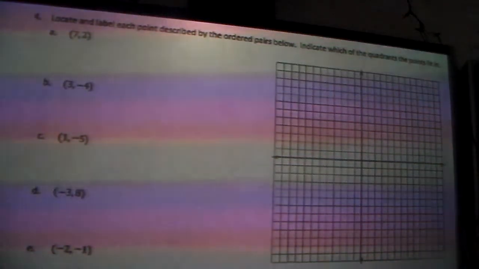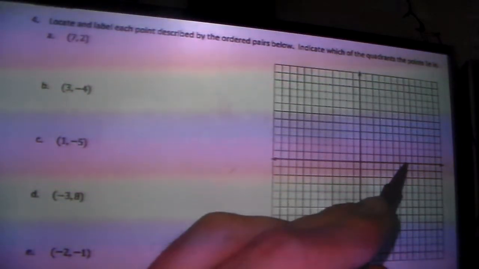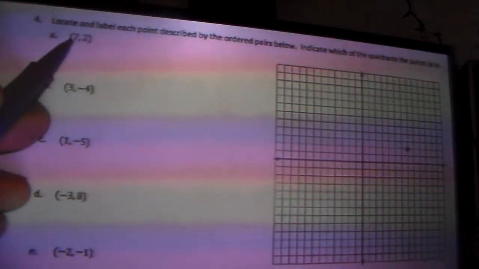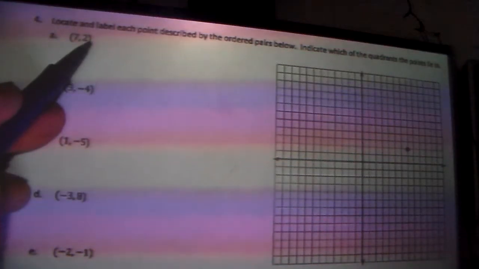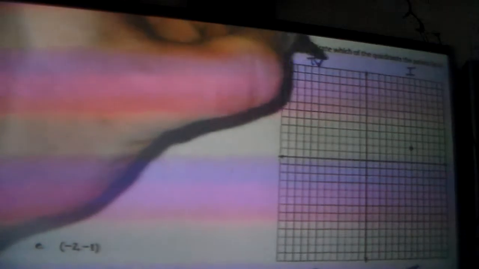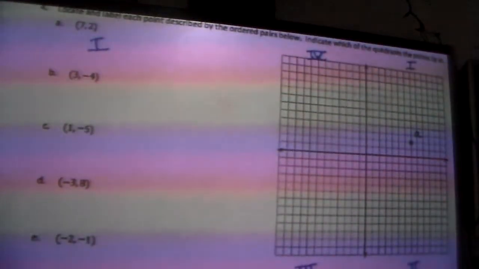So this first one, (7, 2), that's positive. So I need to count 1, 2, 3, 4, 5, 6, 7, and then up 2. I went 7 to the right first because it was my x. That tells me left or right. The 2 is my y. That tells me up or down. Now this point looks like it is in quadrant 1, quadrant 2 down here, quadrant 3 over here, quadrant 4 over here. So point A is in quadrant 1.